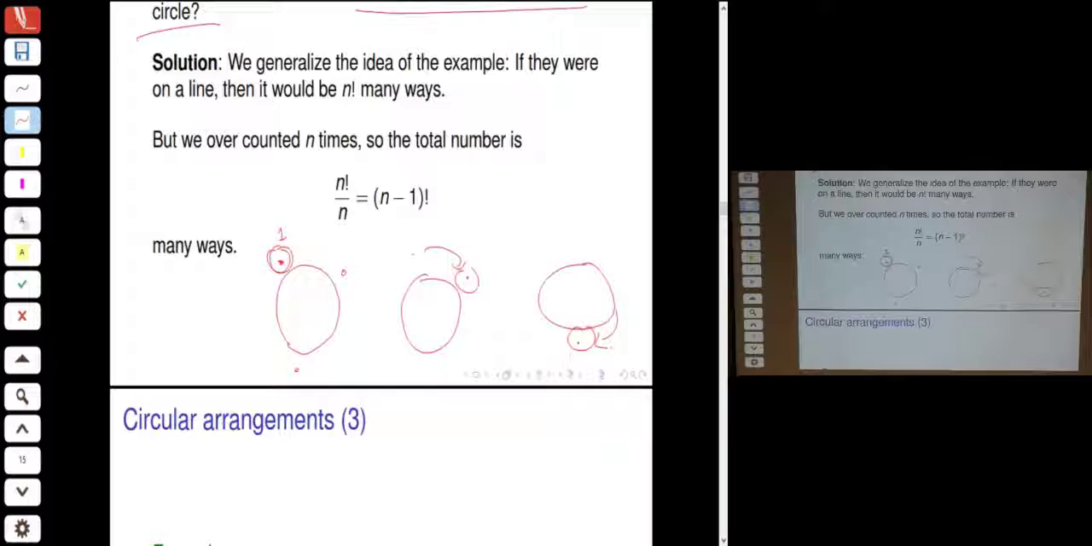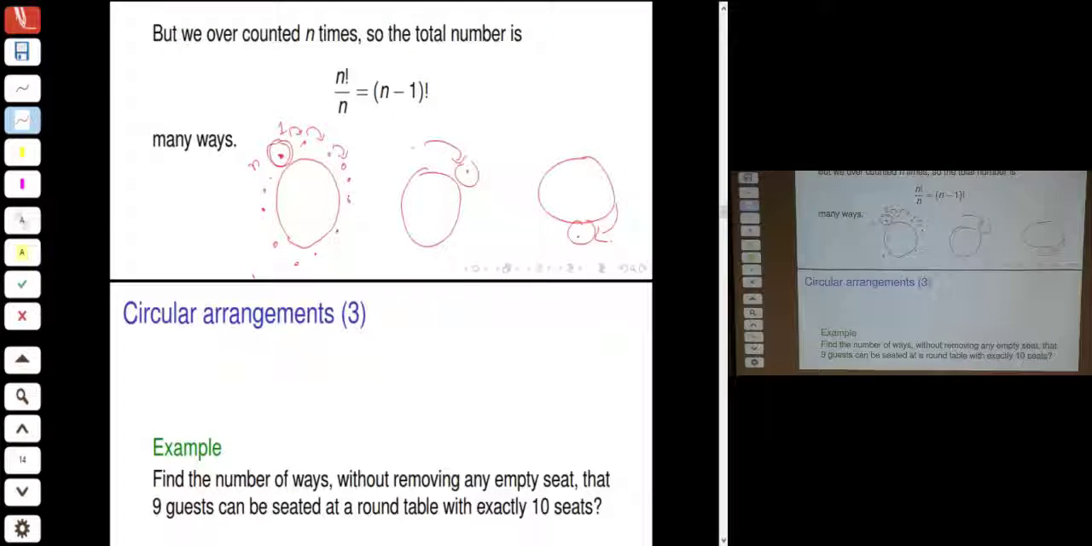So if there were n objects, you could do this clockwise rotation n times. So this could go here and then here and then here and so on. So total n times. So every circular configuration by this clockwise rotation will give rise to n linear arrangements. In the case of A, B, and C, we had n equal to 3, and we saw that every circular configuration at the table gives rise to 3 linear configurations.